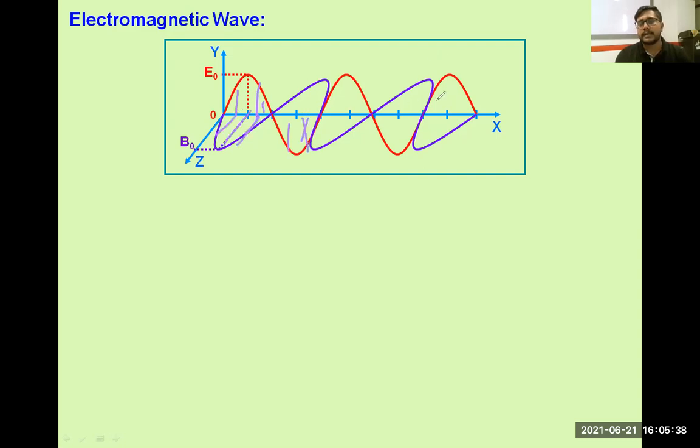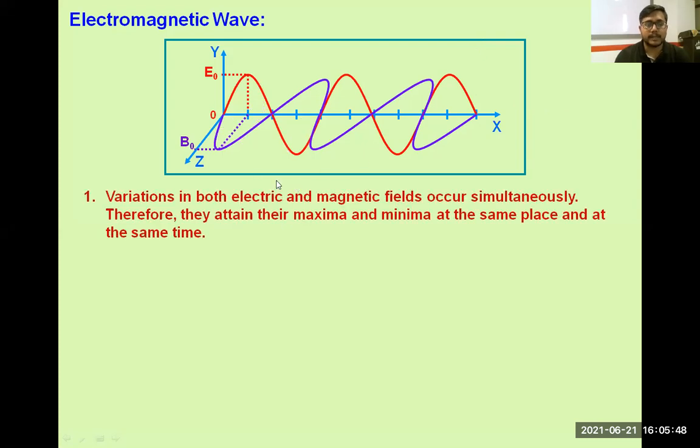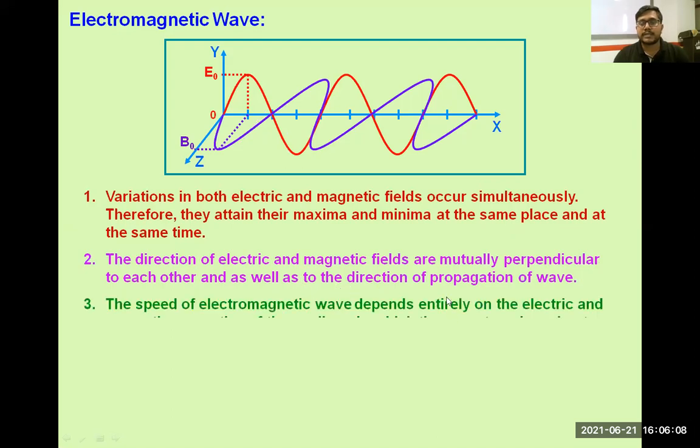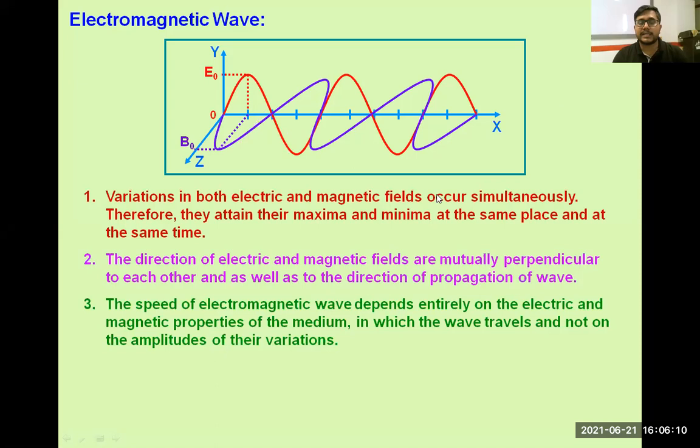When they combine, this is called your light. So light is nothing but an electromagnetic wave. Basically, variation in both electric field and magnetic field occurs simultaneously. Therefore, they attain maxima and minima at the same place and at the same time. The directions of electric field and magnetic field are mutually perpendicular to each other as well as to the direction of propagation of the wave.